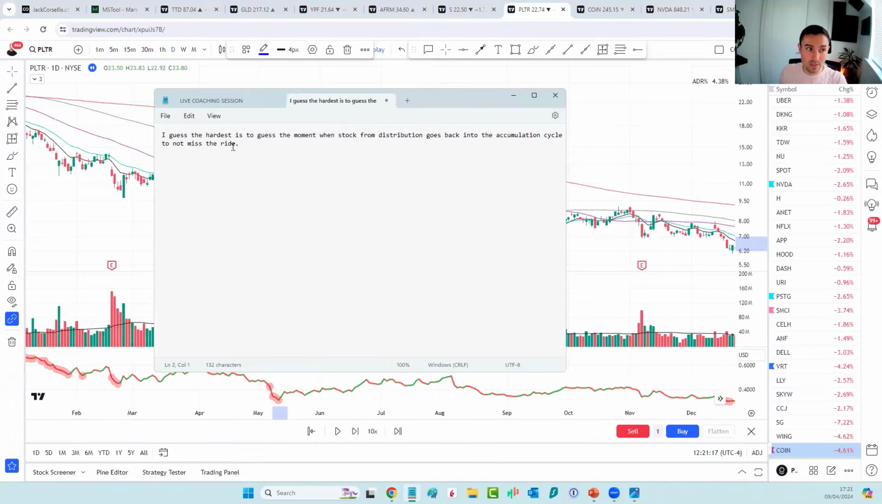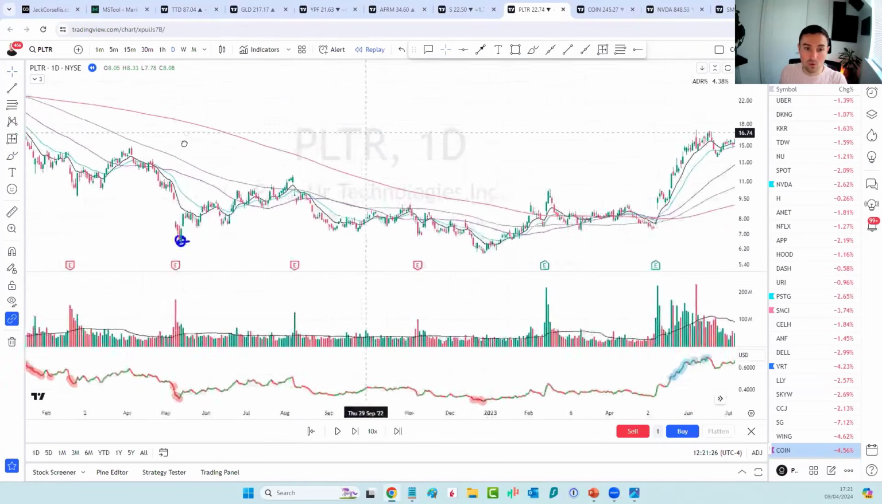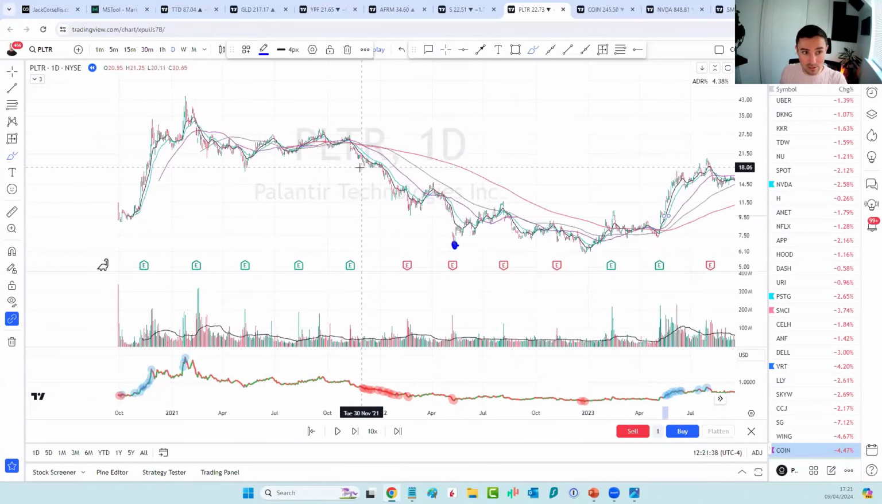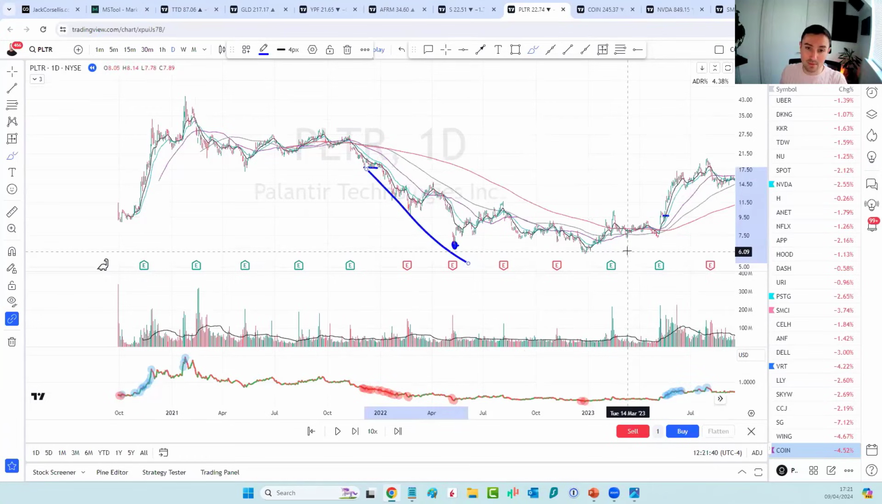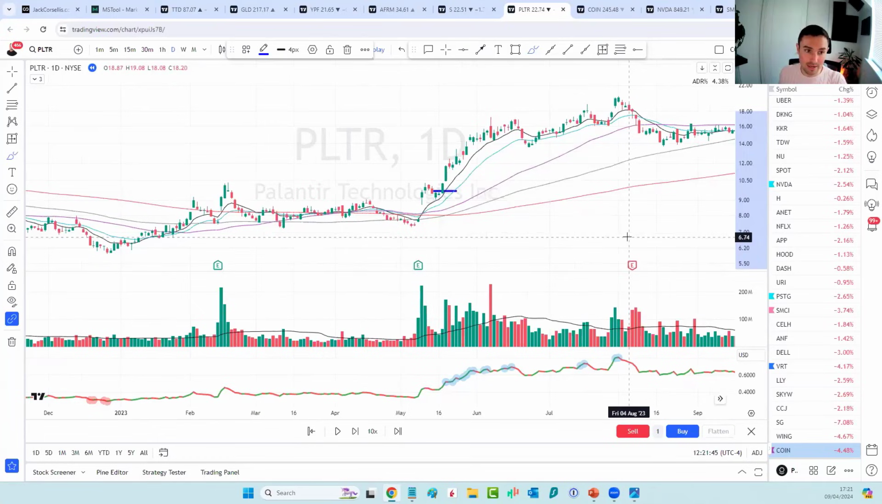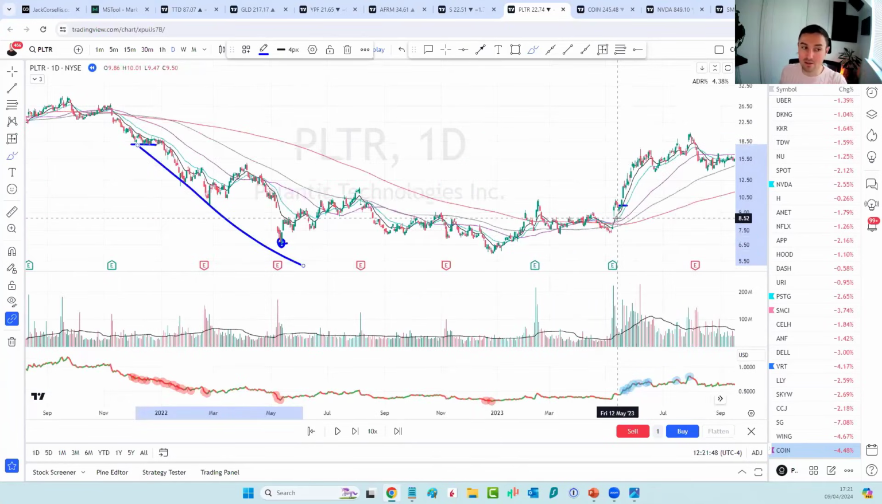So when you think, I guess the hardest part is to guess the moment when the stock goes from distribution back into the accumulation cycle to not miss the ride, well, the time to get into the stock was here, where it was setting up and trying to come out of this space. Are you going to sit in the stock from May 2022 for 12 months? And there's no reason. Imagine if you'd thought that there and then the stock's down 50%. So that's not the difficult part, because you're not trying to do that. It's extremely difficult, nigh on impossible to do on a consistent basis. You're not trying to do that.